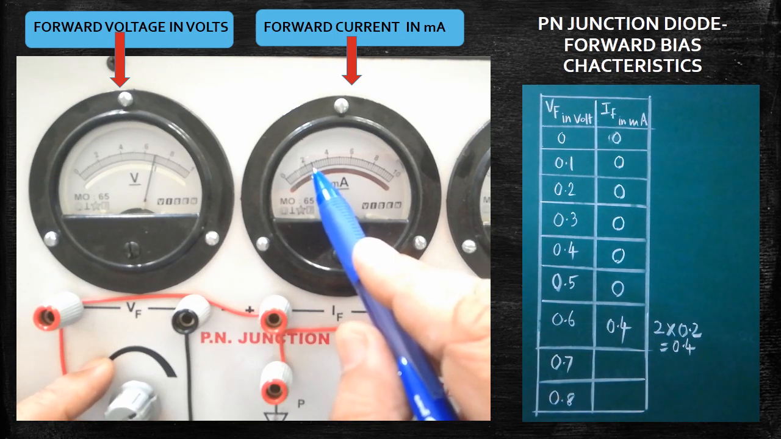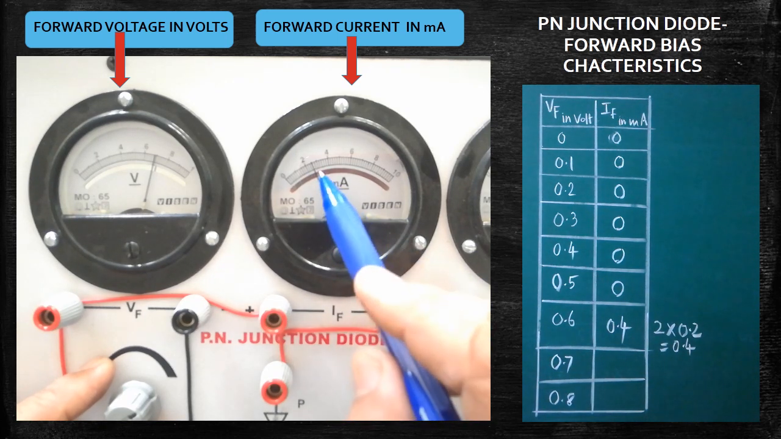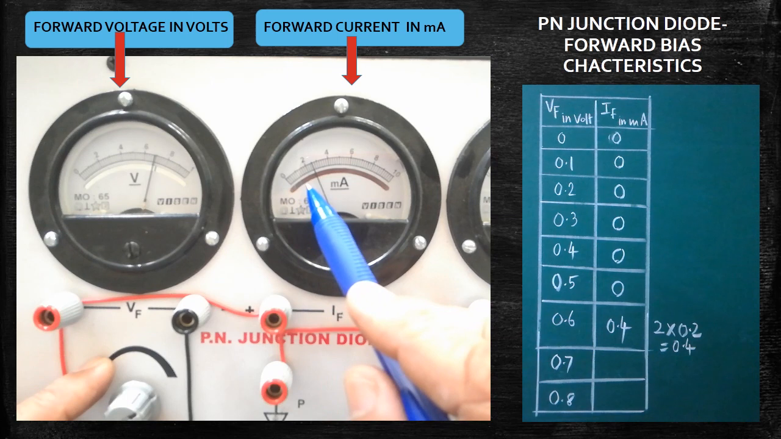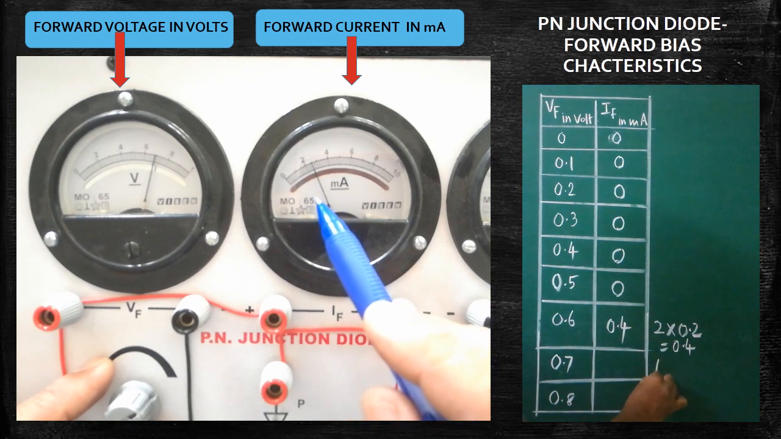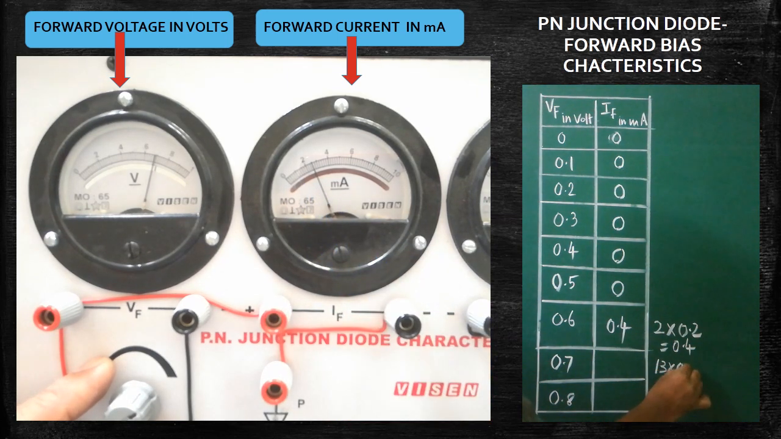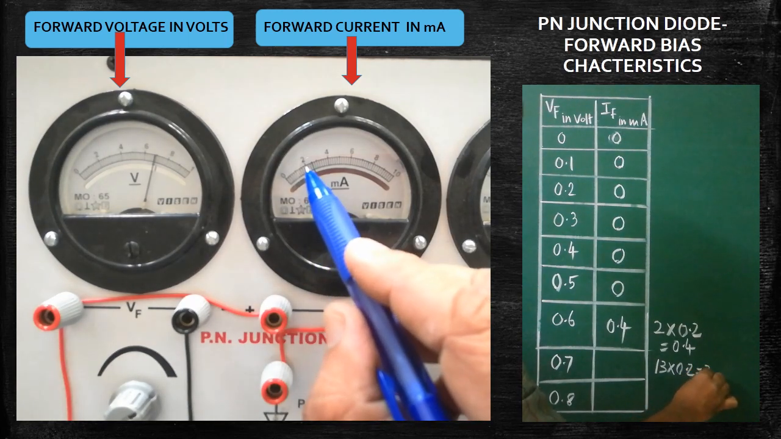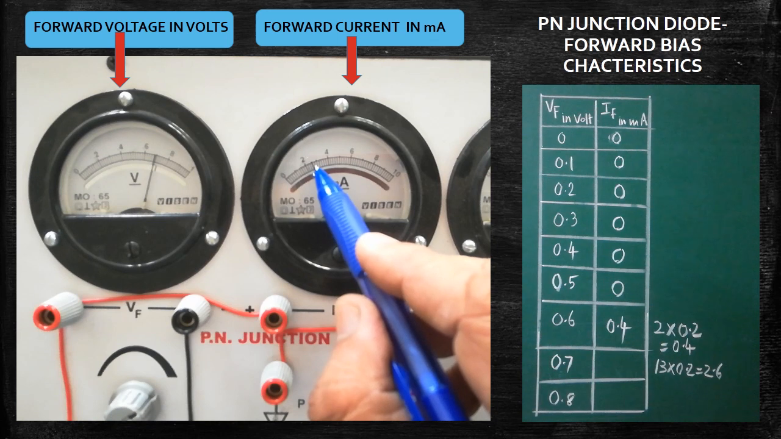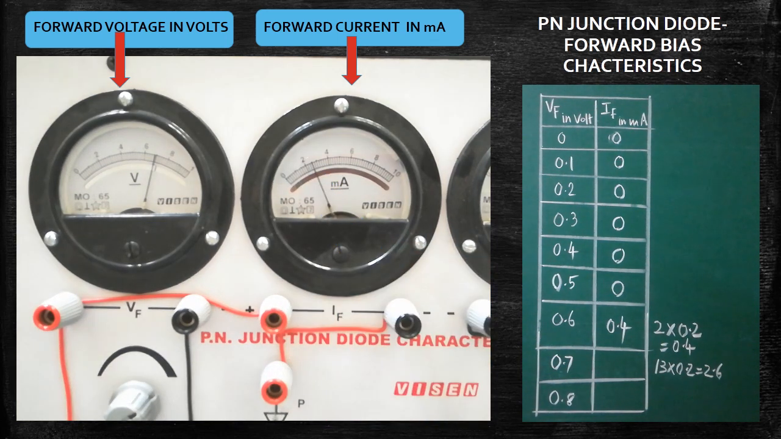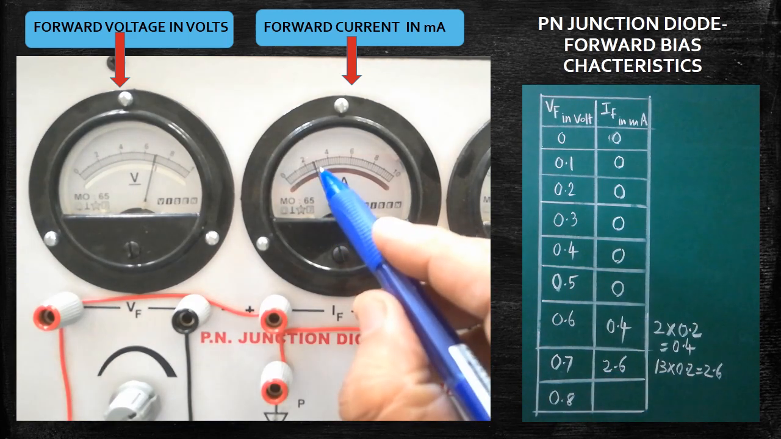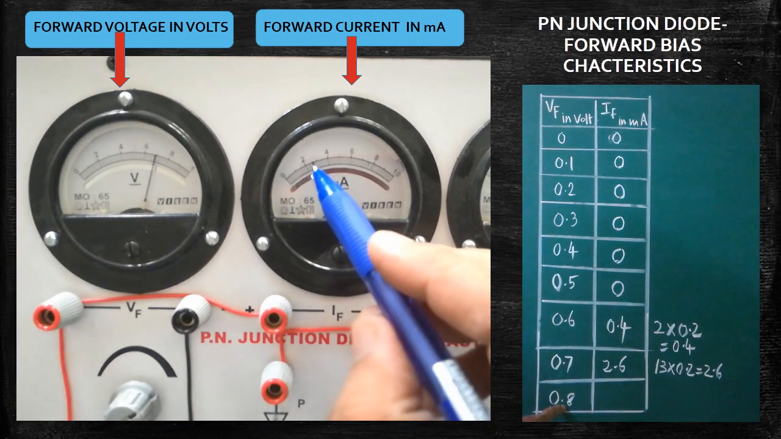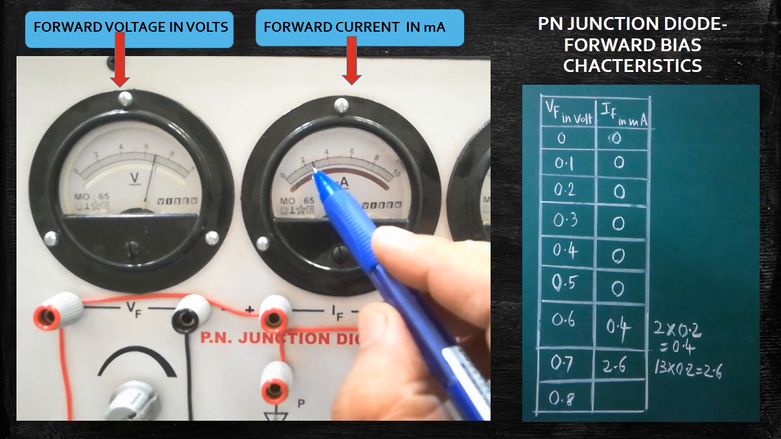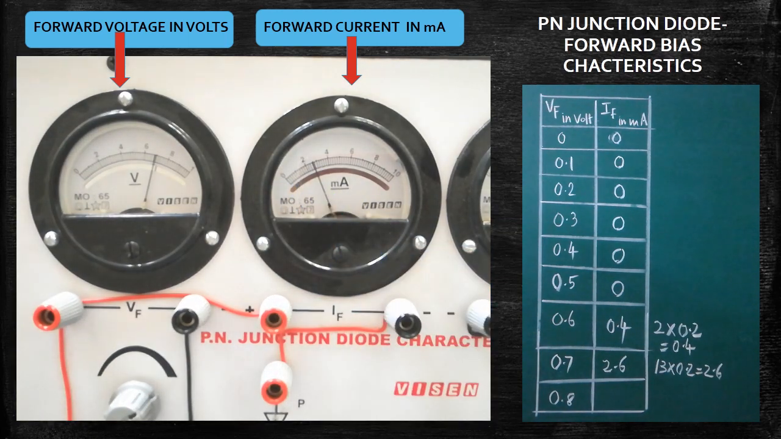12 into 0.2. The 12th division should be multiplied by which one? The least count. 12 into 0.2 is equal to, here second 2 is there, here 3 is there. So it comes around 2.6. Are you clear? So how will you calculate 2.6? This is 13th division. 13 into 0.2 is 2.6.